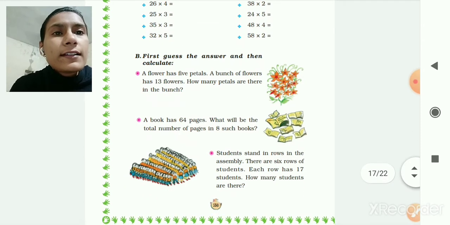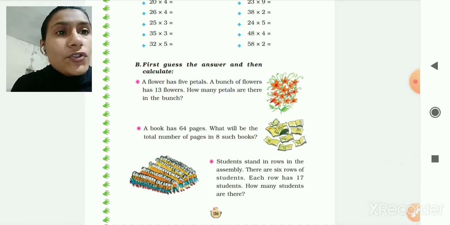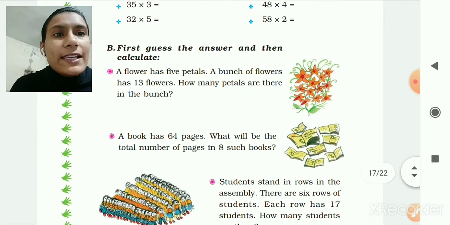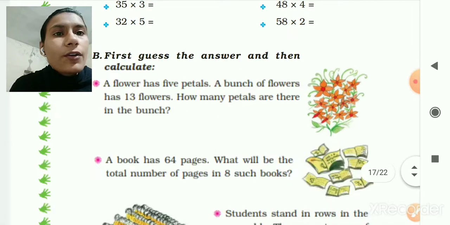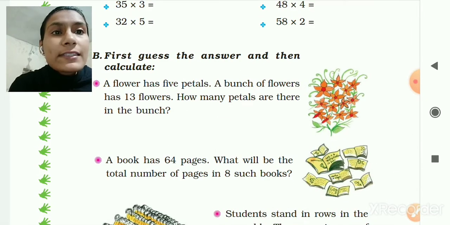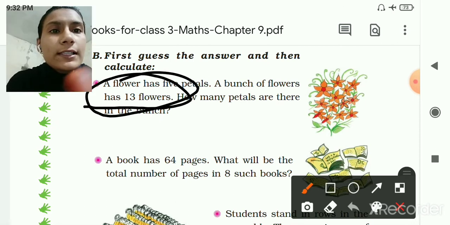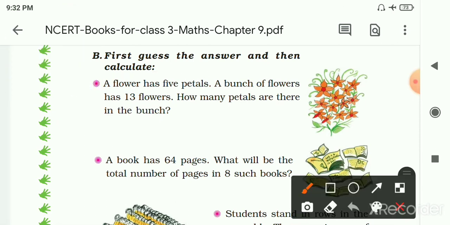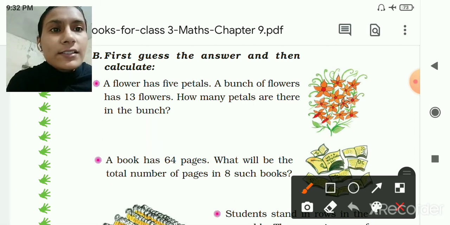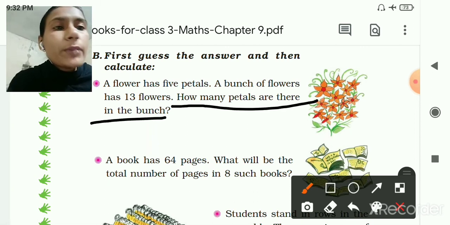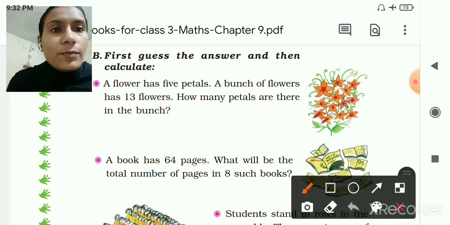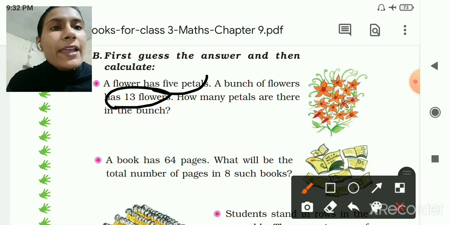Let's see. A flower has 5 petals. A bunch of flowers has 13 flowers. So how many petals are there in the bunch? A flower has 5 petals, that means one flower has 5 petals, and a bunch has 13 flowers. So total 13 flowers, and one flower has 5 petals. So we have to multiply 13 multiplied by 5.